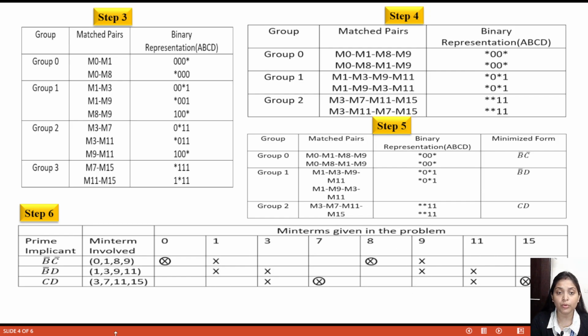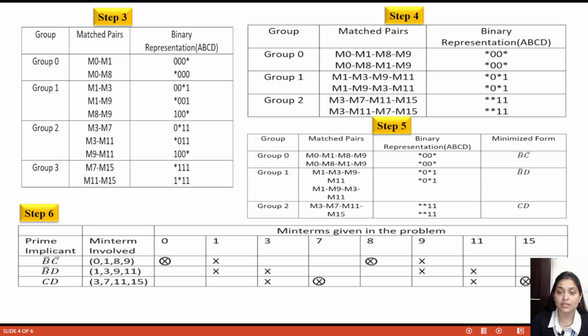This was the question, so these are the minterms given in the problem. Now you only have to give a cross mark where these numbers are there. So here 0 is there, so we will give a cross mark here. 1 is there, we will give a cross mark here. 8 and 9 also, cross marks. In the next prime implicant B bar D, 1 3 9 11. Then in the case of CD, 3 7 11 15.